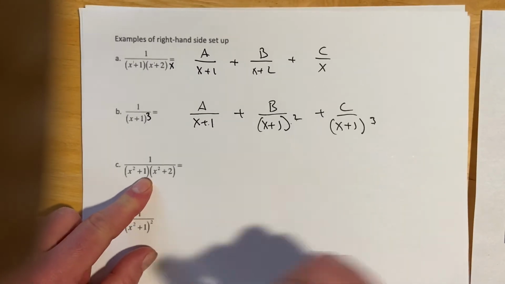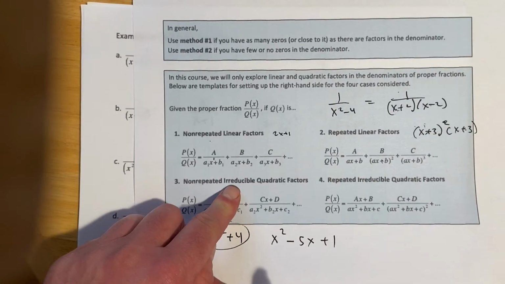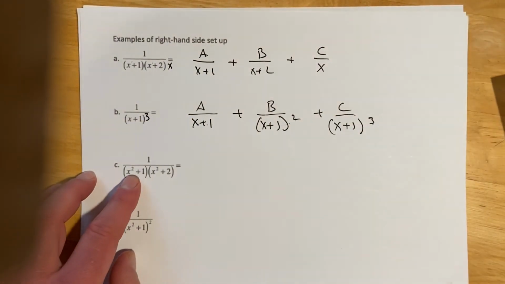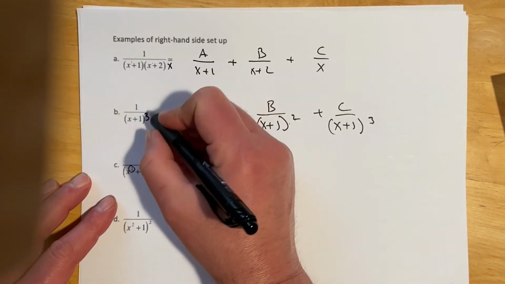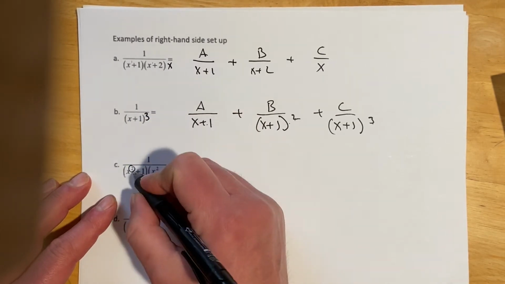So this next one, this is a non-repeated irreducible quadratic. So they are different, they are quadratic because they are squared inside. Notice it's not like the square on the outside, it's the inside.